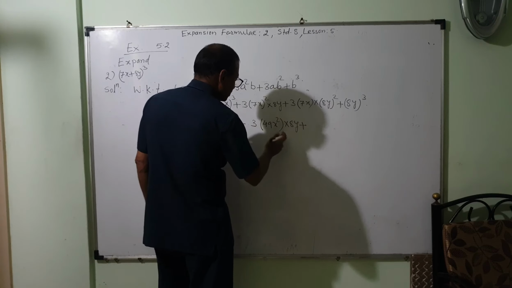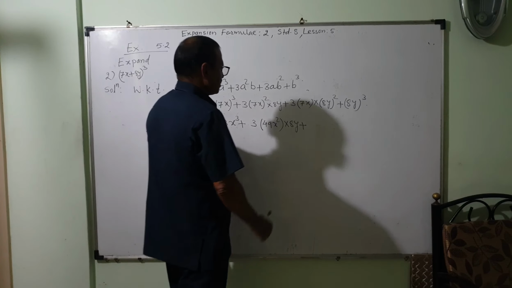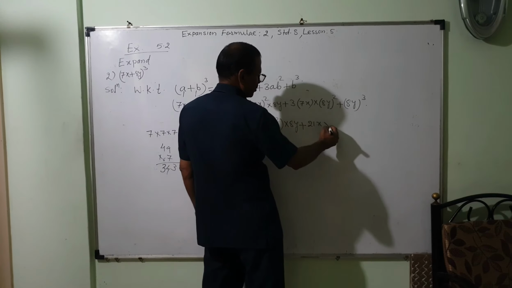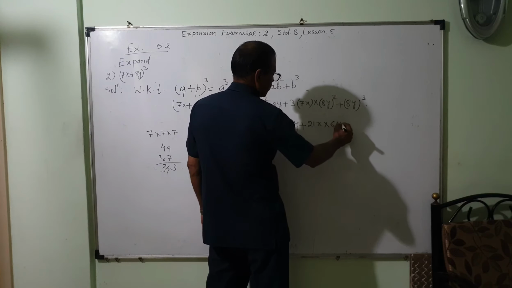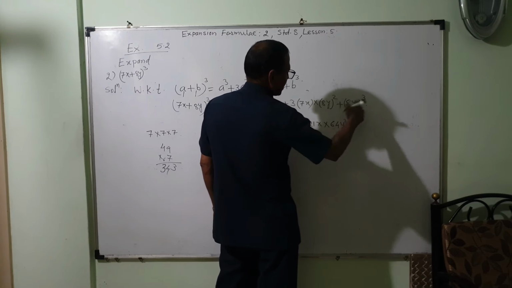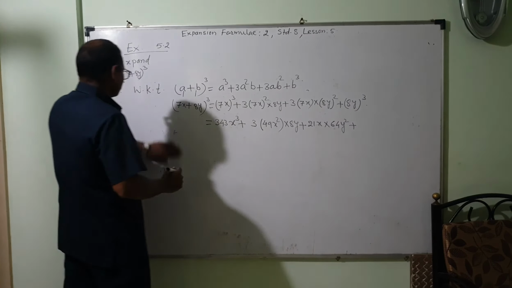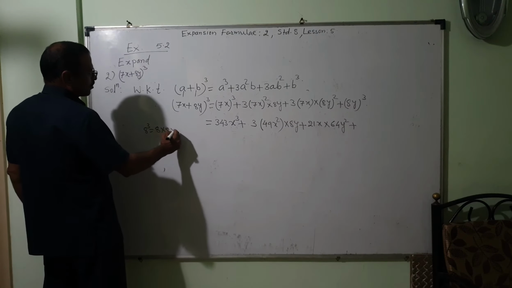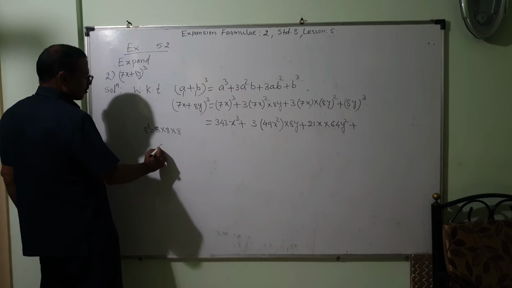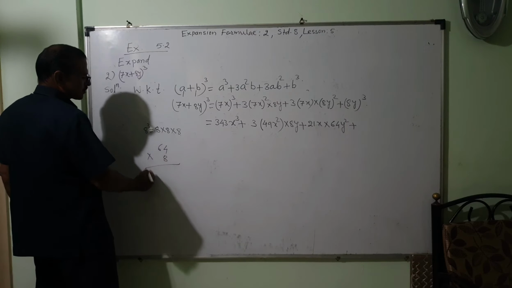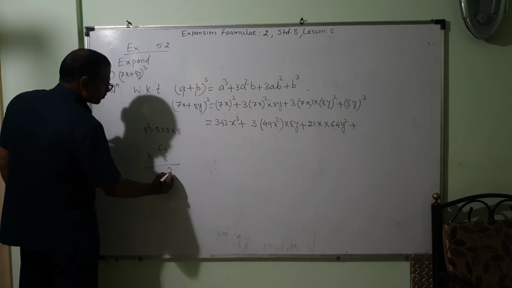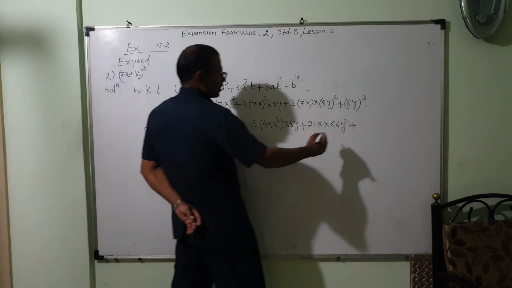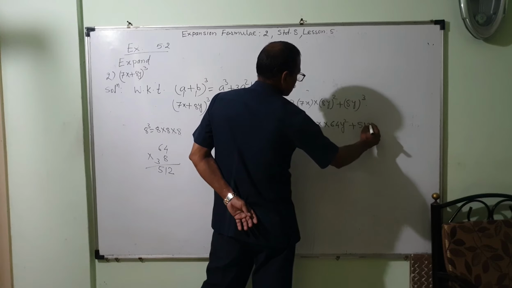Then afterwards I will write the final multiplication. Plus this will be 7 3 are 21x into 8² is 64y², plus 8³. 8³ I have to find. 8³ means 8 into 8 into 8. 8 8 is 64 into 8. 8 4 are 32, carry 3, 51, so 512, plus 512y³.